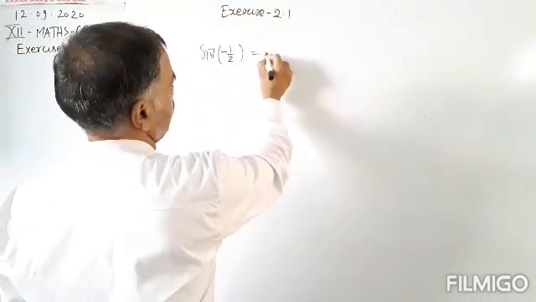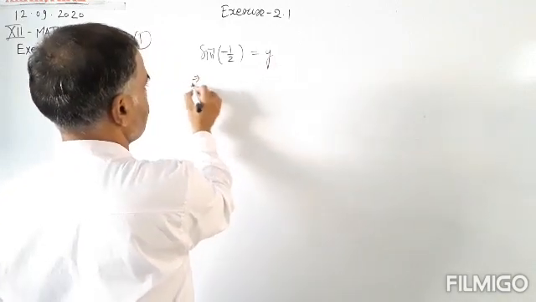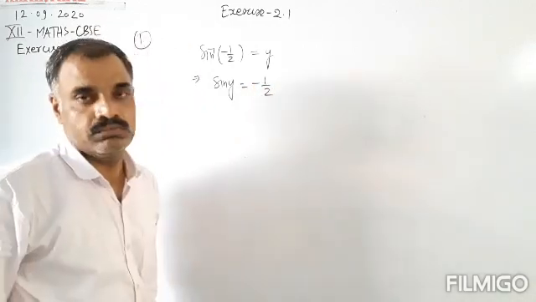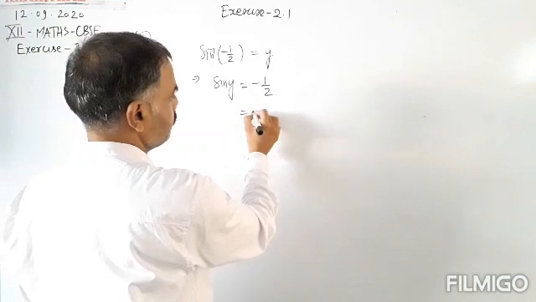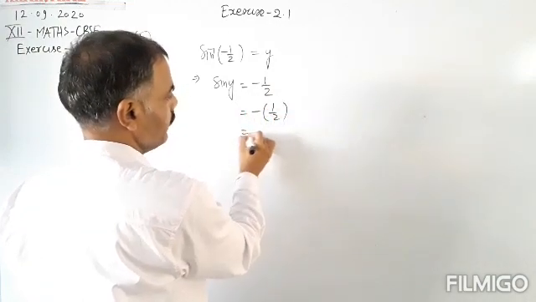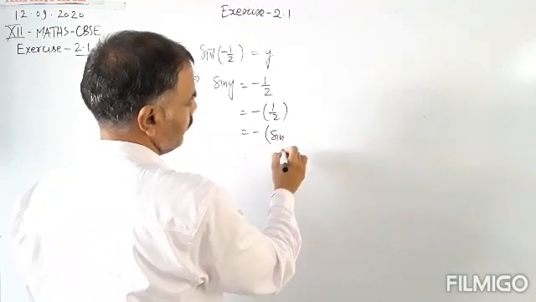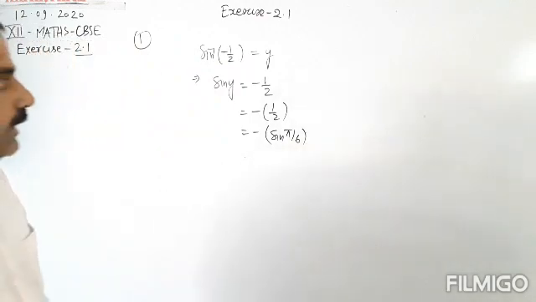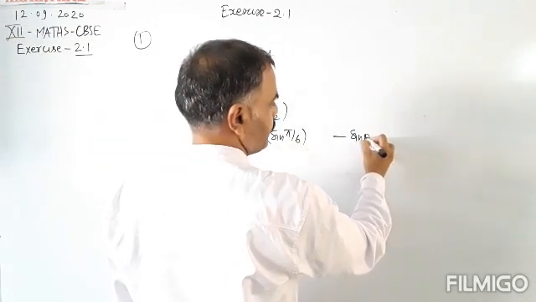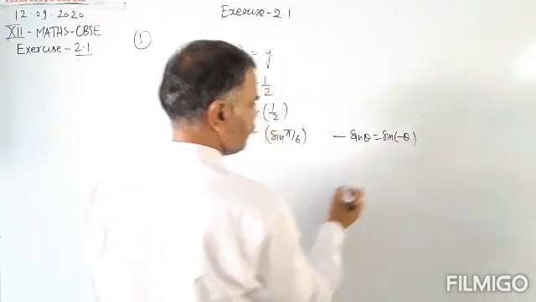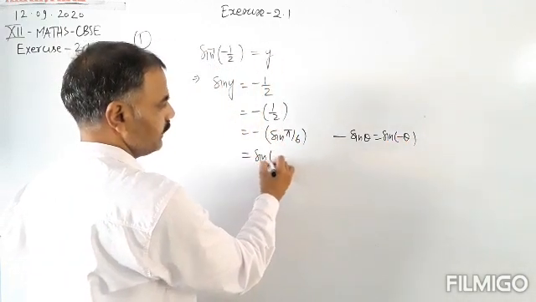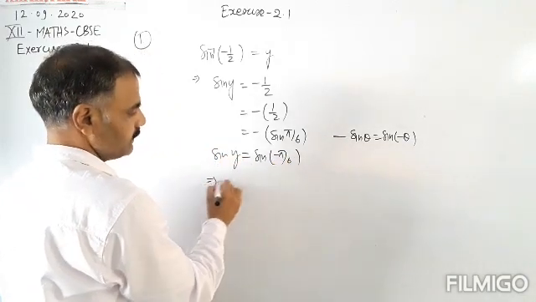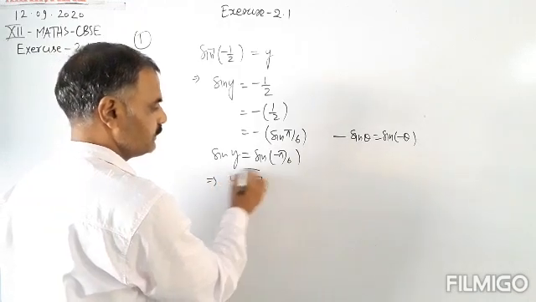Let this be equal to y. Then we can write sine y is equal to minus 1 by 2. Now forget the negative sign. This is 1 by 2, and 1 by 2 is at the angle of 30 degrees, that is pi by 6. And we know that minus sine theta is equal to sine minus theta. So sine y is equal to sine minus pi by 6. It means y is equal to minus pi by 6.